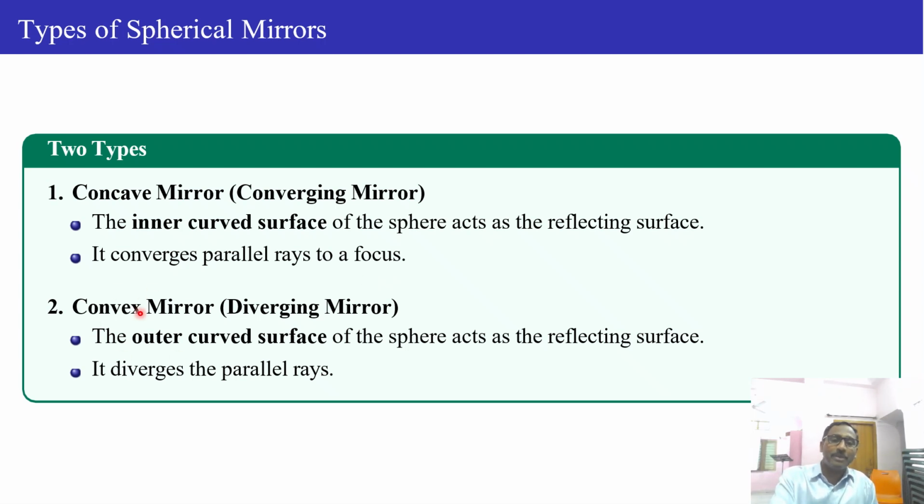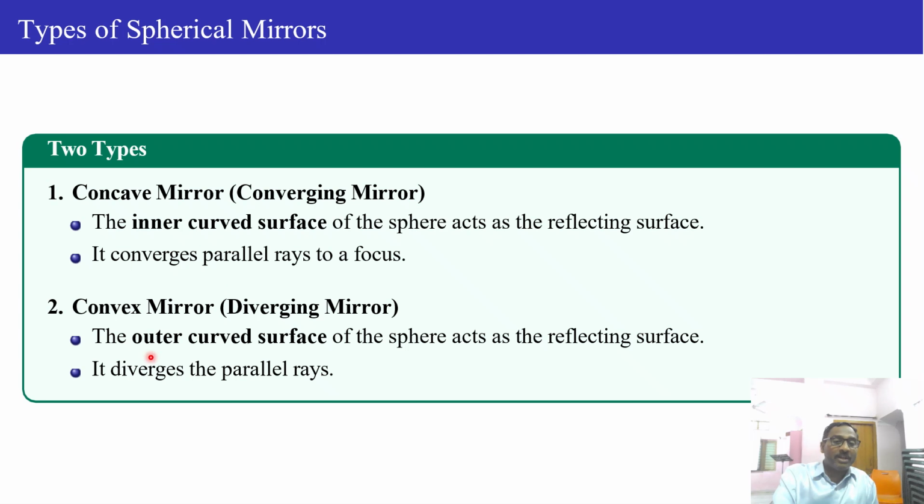Now the convex mirror. What is a convex mirror? The outer curved surface of the sphere acts as the reflecting surface. So which surface acts as the reflecting surface for a convex mirror? The outer curved surface, the outside of the sphere. The inner curved surface is silver coated, painted.